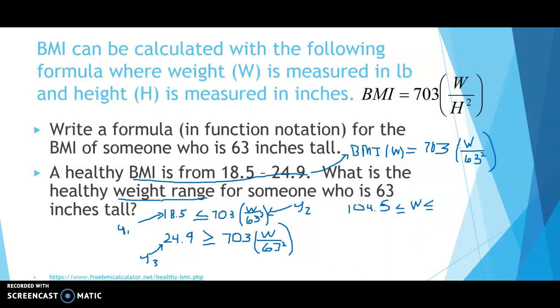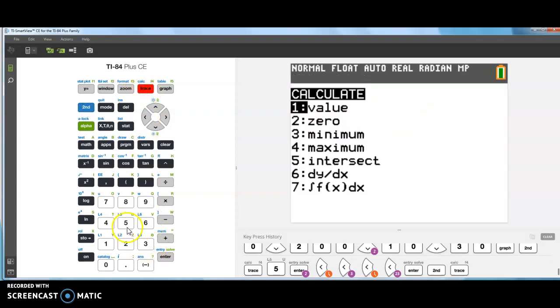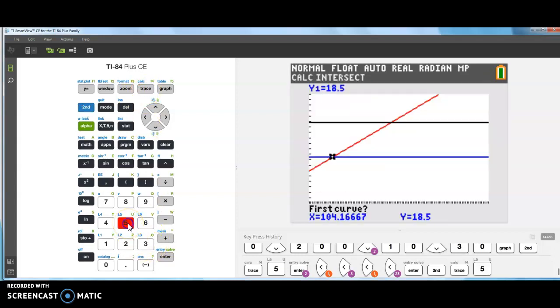So back to my graphing calculator. So I want to go through the same process, but it's really important how I answer the questions so that I get the values that I truly want. So I go second and trace to get to that menu for calculations. I want to calculate the intersection. This time when it asks me, is this your first curve, and it's showing me the 18.5, that is not one of the ones that I want to use.